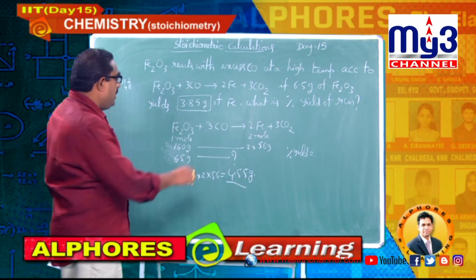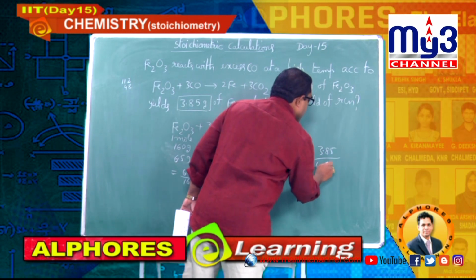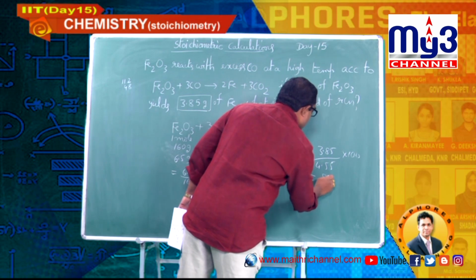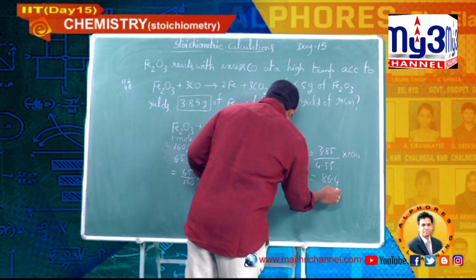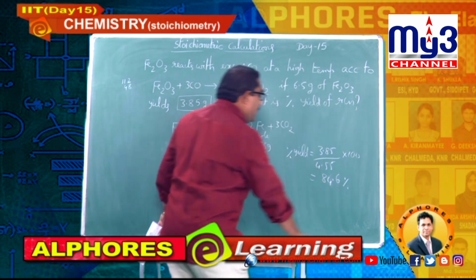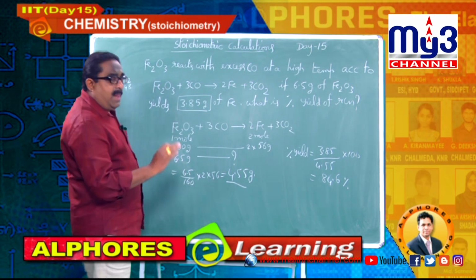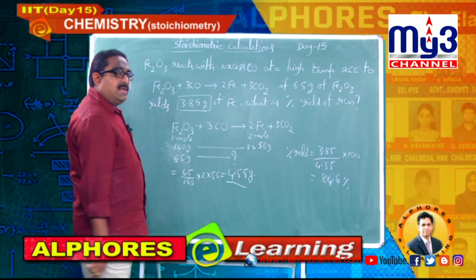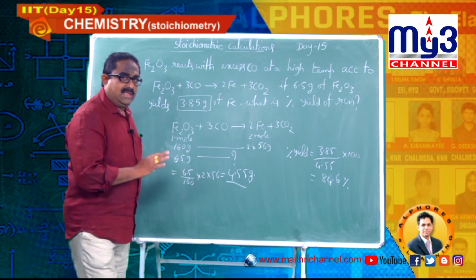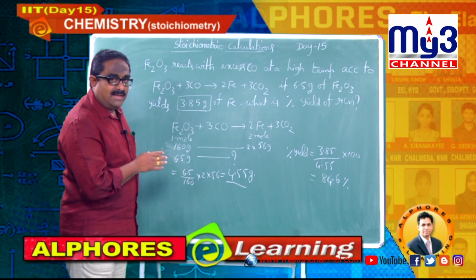Percentage yield is the actual amount of product formed divided by the theoretically predicted amount, into 100. Approximately you will get 84.6%. This is the way to calculate the percentage yield of a given chemical process. Please note down, students. I will go for some more numericals based on this.